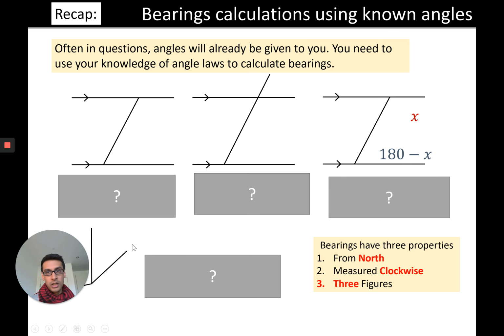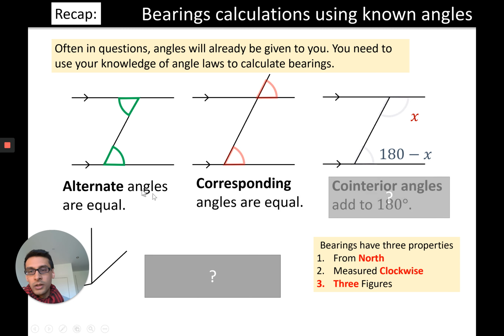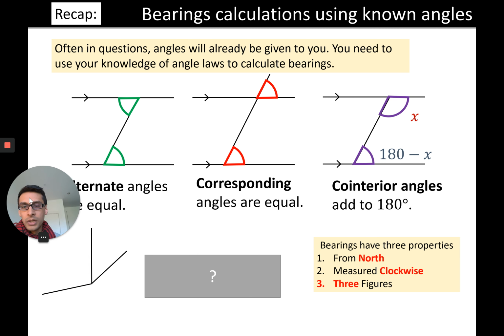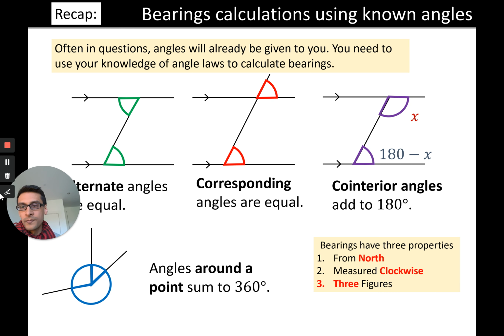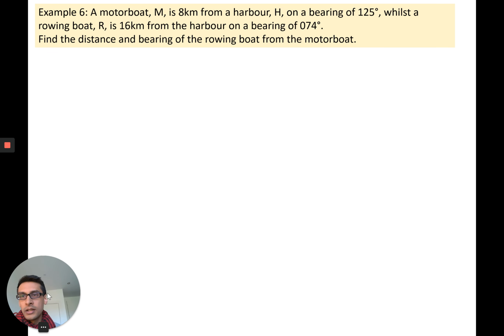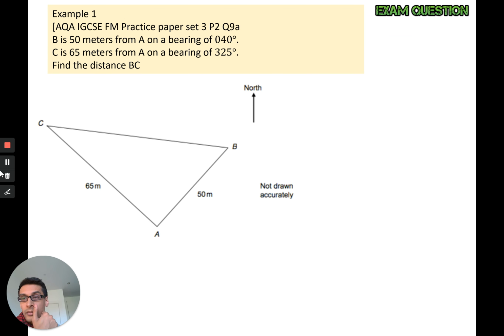Right, so getting to the harder questions. Like I said from the last video, you need to know angles in a line. So alternate, corresponding and co-interior angles will come up frequently, and angles around a point. So here's one example. Okay, so we have the diagrams given to us this time. B is 50 meters from A, on a bearing of 40, so we're going to have to mark that. And C is 65 meters from A, given in the diagram on a bearing of 325.